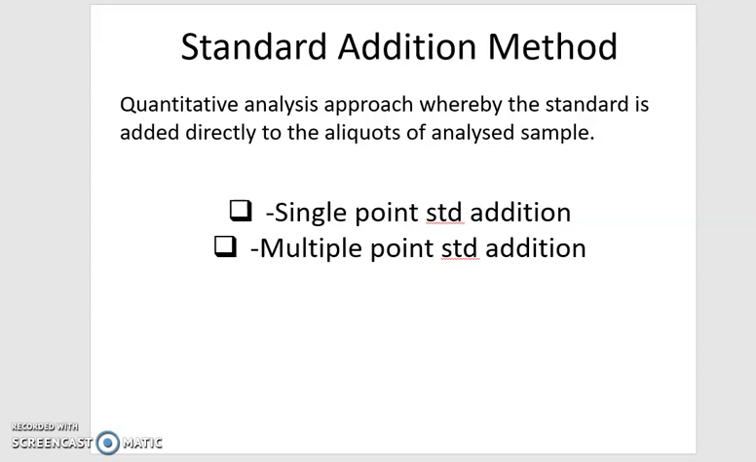In the previous class, we have learned how to quantitate the concentration of a substance in a sample using the external standard method. For today, we will learn another approach for quantifying the concentration of the substance in the sample, where this new approach is known as the standard addition method. What is the difference between the standard addition method and the external standard method?